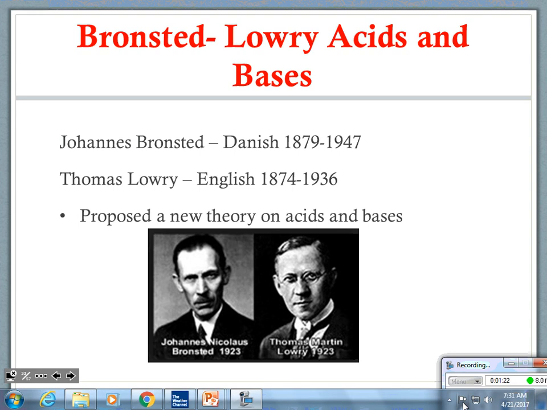Now, the problem was that some bases did not qualify based on the definition that Arrhenius had. So some bases would not qualify. So what happened is these two gentlemen, Bronsted and Lowry, came along and they had a different idea, a different theory of what acids and bases were.